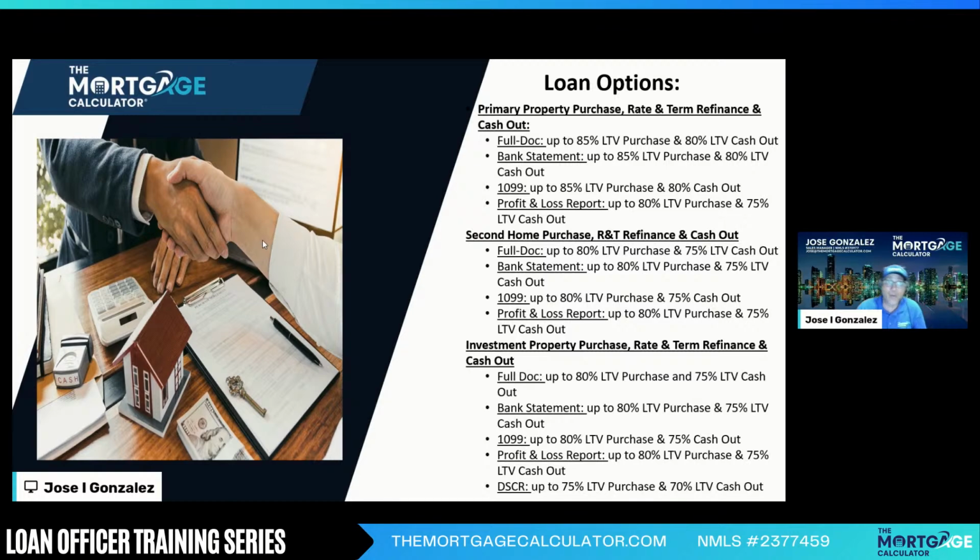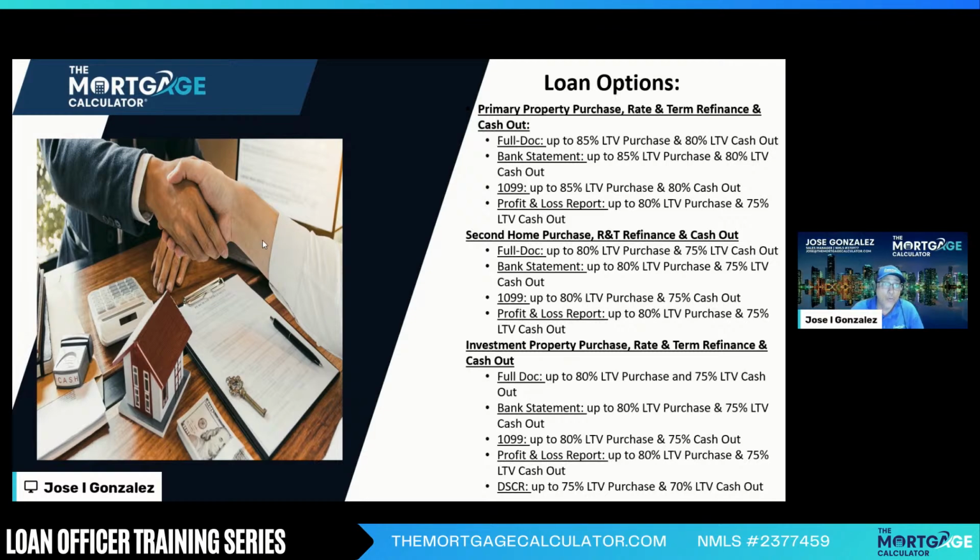Now, these are primary, remember. 1099 is 85% on the purchase, 80% on the cash out, and P&L a little bit lower because the P&L is just that type of a program. They're basically using a report prepared by the borrower's accountant to qualify the borrower, not an audited report either. And this is up to 80% LTV on the purchase and 75% on the cash out for our primaries.